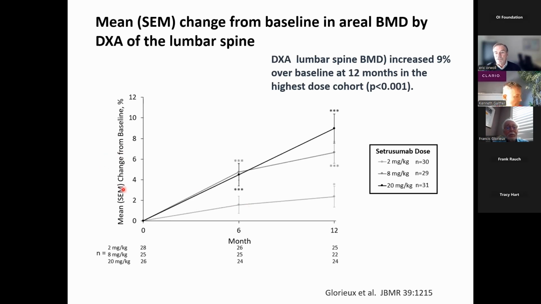Encouragingly as well, there was an increase in bone mineral density in the spine, again, dose dependent, with the highest doses having the greatest increase in bone density over the 12 months of the study. And this was a robust increase in bone density, much greater than we would expect with the anti-resorptive drugs. So again, positive findings. Very importantly, there were increases in bone density not only in type 1 OI, but also in the more severe forms of OI, types 3 and 4.